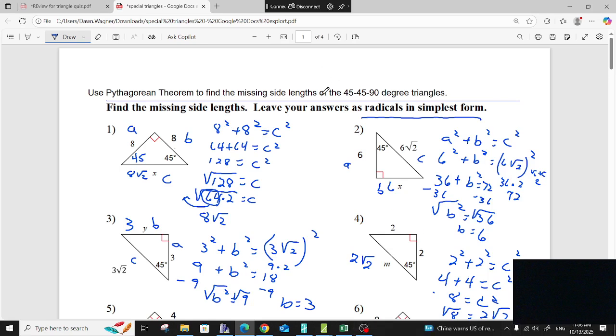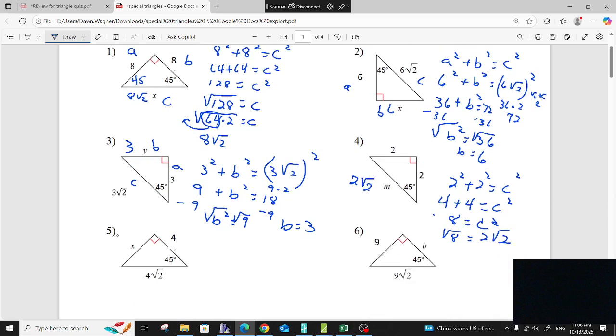Right? See a pattern? So what would this side be if I have x and 4 square root 2? That'd be 4. What would this one be? 9. So, you know how math teachers a lot of times say, show all your work. This is an exception to the rule. We want you to learn the pattern so you don't have to show your work. So this is good, especially for those standardized tests to save time.